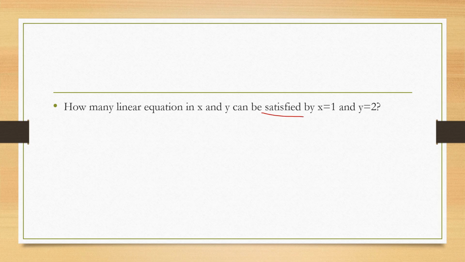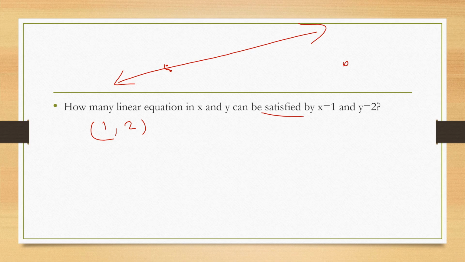Satisfied means how many equations are possible whose solution is 1, 2, or how many lines are possible which pass through 1, 2. In this way also you can think: if 1, 2 is a point, then how many lines can pass through it? By a simple analytical method you can check that there are infinitely many equations possible which satisfy these two solutions. Now let us check how.